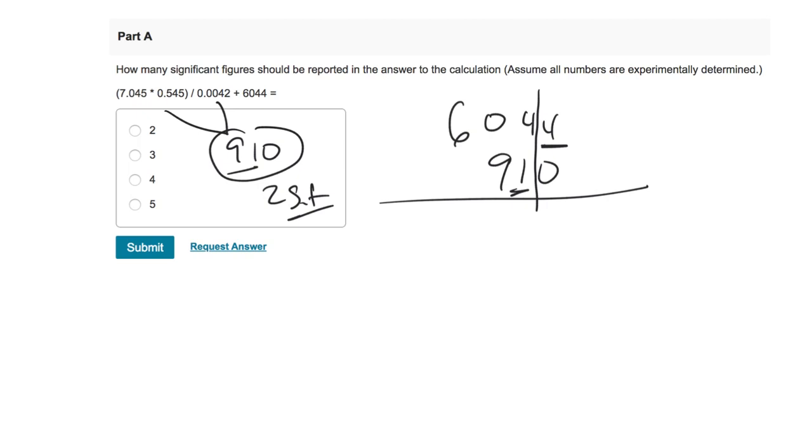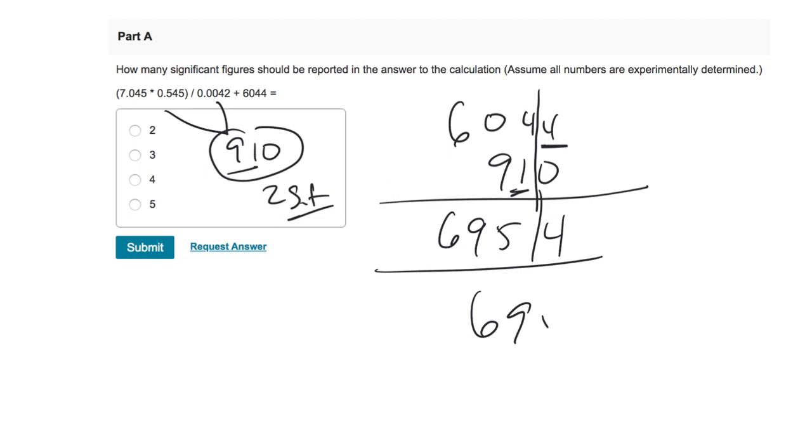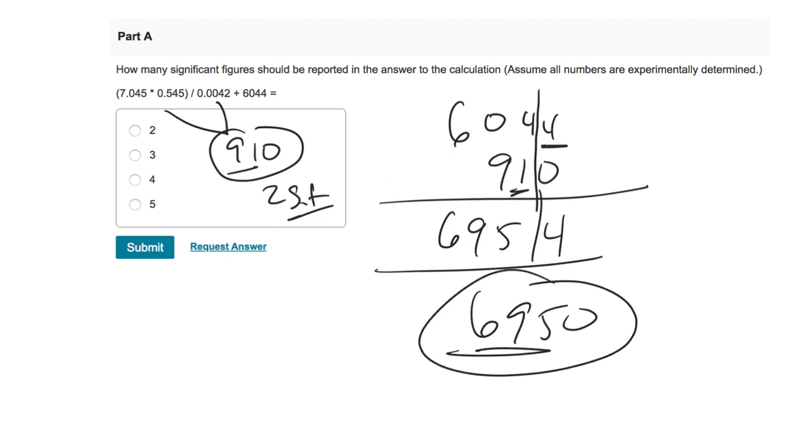I see. I did put it in my calculator wrong. 6044 plus 910 is 6,954. So I round this to 6,950 with 3 sig figs. So higher value placeholders is where we round the result to. So 3 sig figs.